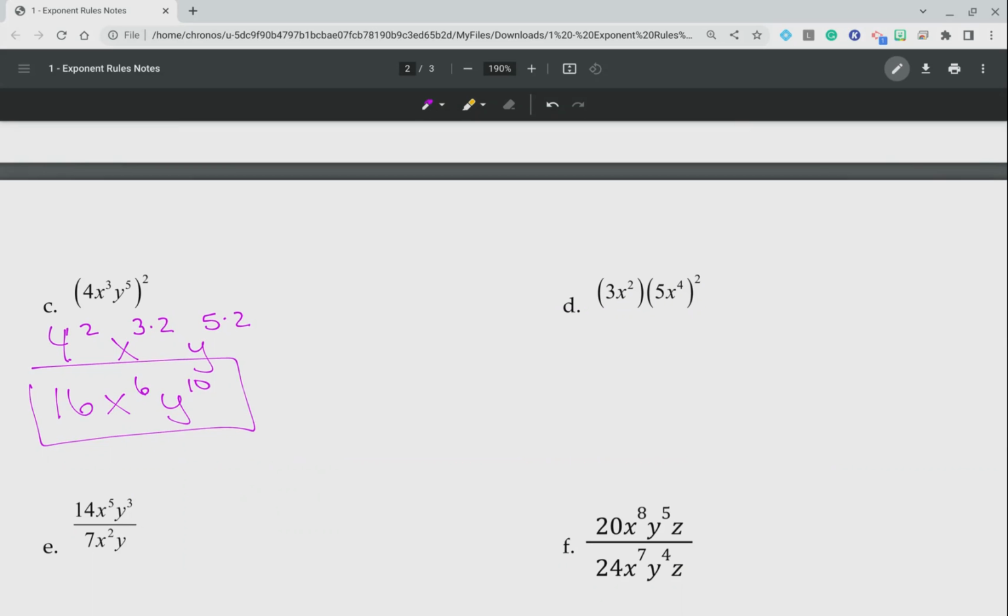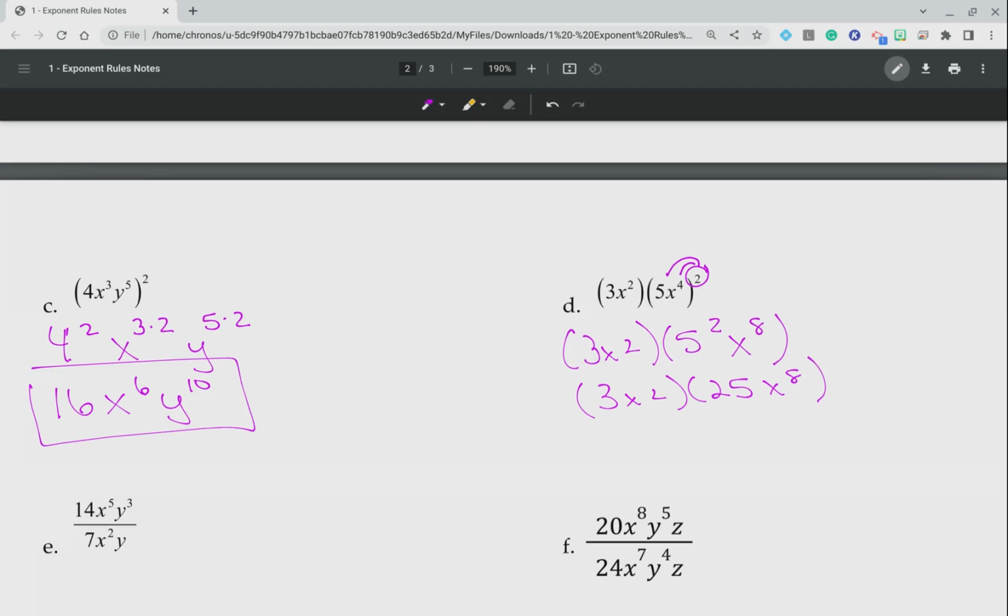okay? All right, let's look at this one here. So the first thing that we're going to have to deal with is this exponent to the 2nd power. So I'm just going to rewrite my 3x squared. But then this second thing, remember, I have to take this exponent and I have to make sure I bring each thing inside the parentheses to that exponent. So this is going to be 5 to the 2nd power and then x to the 8th power. All right, so now this is 25x to the 8th power.